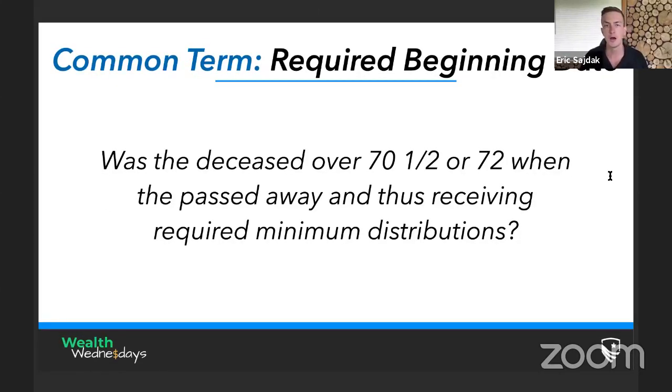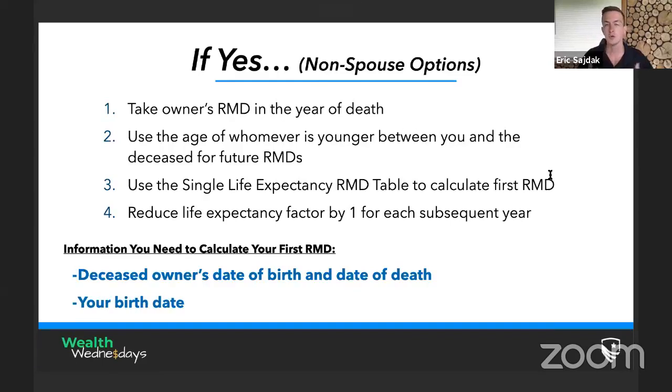But a common term you'll also often hear quoted around estate planning rules is required beginning date, RBD. And basically what that means, as simplistically as possible, is: was the deceased receiving required minimum distributions? If they were receiving required minimum distributions, they are past their RBD date. If they weren't, they passed away before their RBD date. Okay, so let's talk through if you're a non-spouse and you received an inherited IRA and they were older than their RBD date, so they were receiving RMDs.